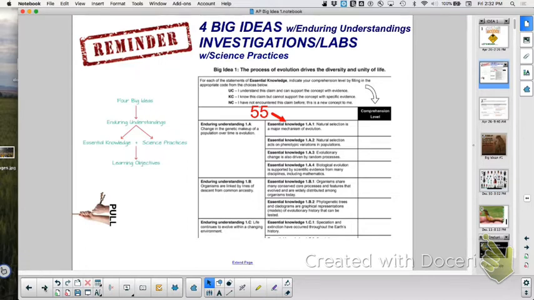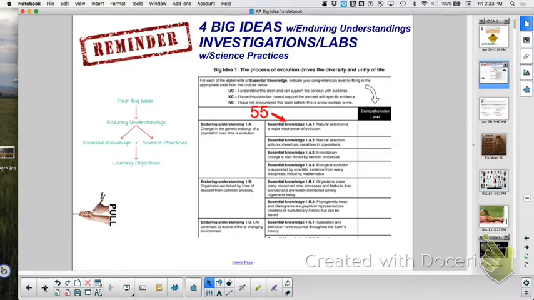You need to know the 4 big ideas. The 4 big ideas then have what's called enduring understandings. And then this one enduring understanding, change in the genetic makeup of a population over time, is evolution. So that's what evolution is, a change in the genetic makeup. Then there are 4 essential knowledge ones that support that particular enduring understanding. Natural selection is a major mechanism of evolution, so we need to understand the process of natural selection and how it is a mechanism for evolution, right?